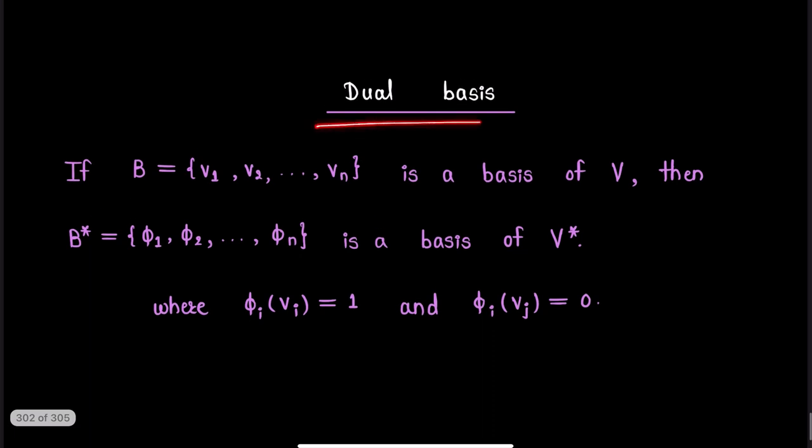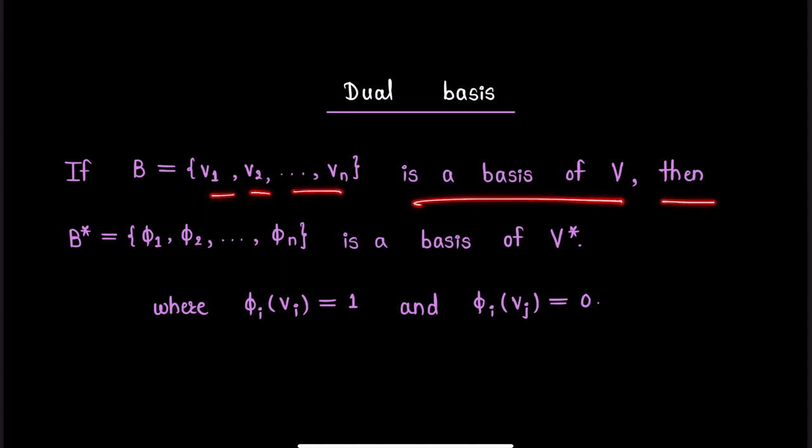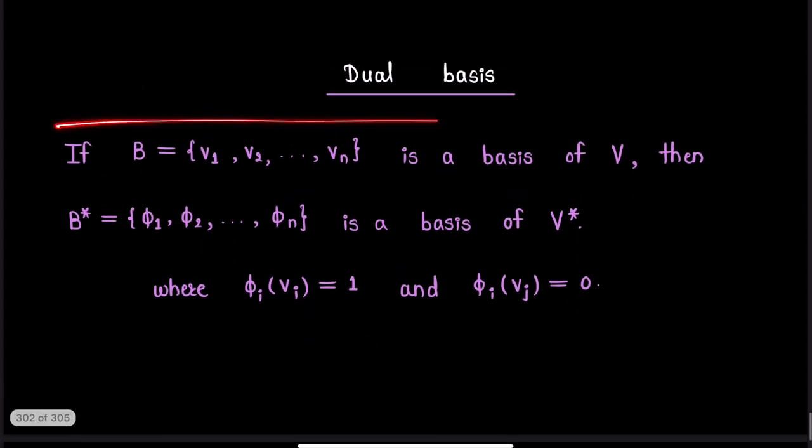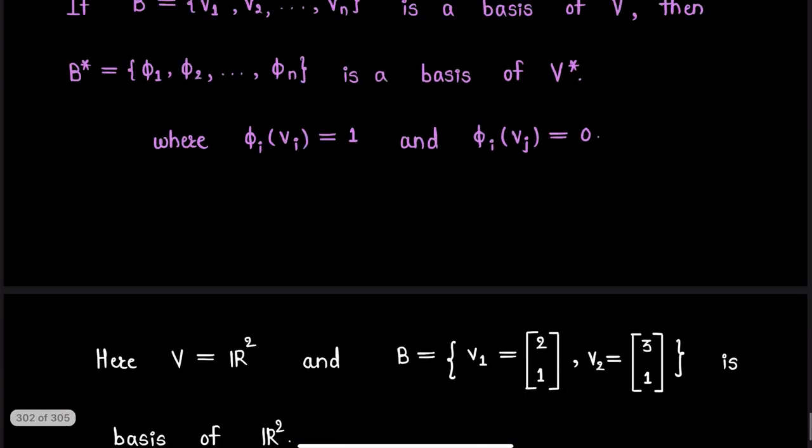Next is dual basis. If B containing vectors V1, V2 and so on Vn is a basis of vector space V, then B star containing functionals phi1, phi2 up to phi n is a basis of vector space V star, that is the dual space of V, where these phi i are defined like this: the image of vector Vi under phi i is 1 and the image of vector Vj under phi i is 0. We are going to use this definition to find the dual basis of the given basis.